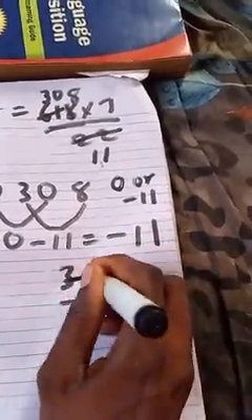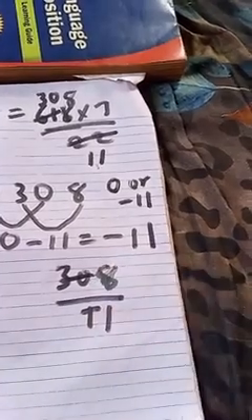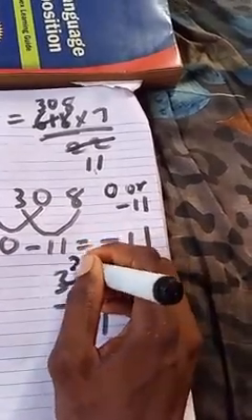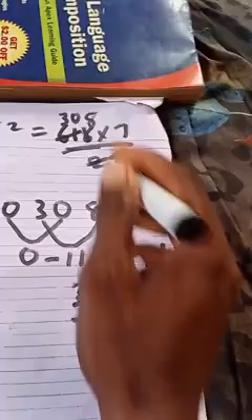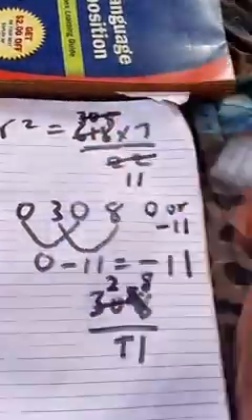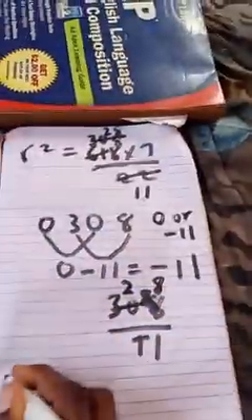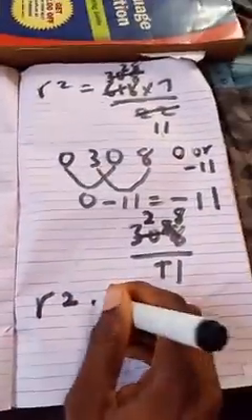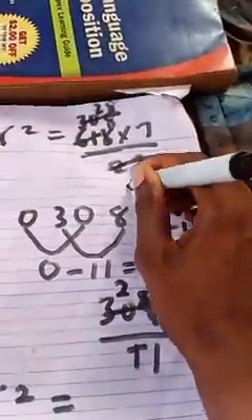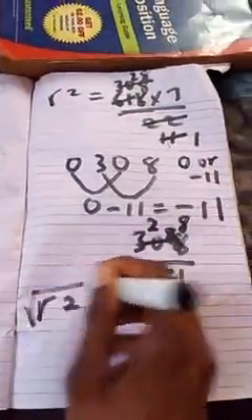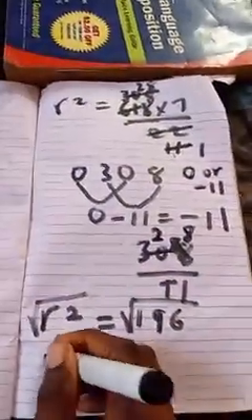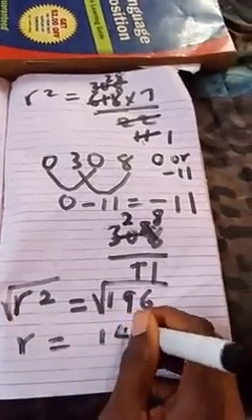11 divides 30 to give me 2, remainder 8. 11 divides 88 to give me 8. So 308 over 11 will give me 28. So r squared now, solving for the radius: 28 times 7 will give us 196. Now to get the radius, we take the square root of both sides. So the radius is equal to 14 cm.